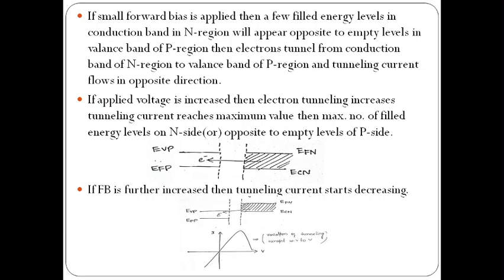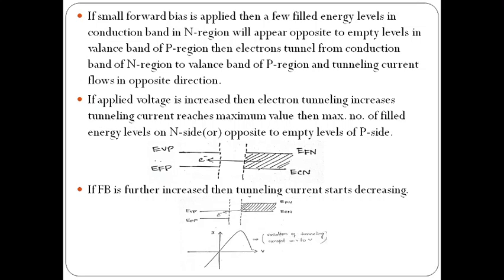If forward bias is further increased, then what happens? Then tunneling current starts decreasing. So here you can observe, when I am increasing more, the conduction band Fermi level and the energy levels shift upwards, so the possibility of electrons moving from the conduction band to the valence band in the P region decreases. So current will decrease when I increase the forward bias voltage more. So tunneling current will decrease.